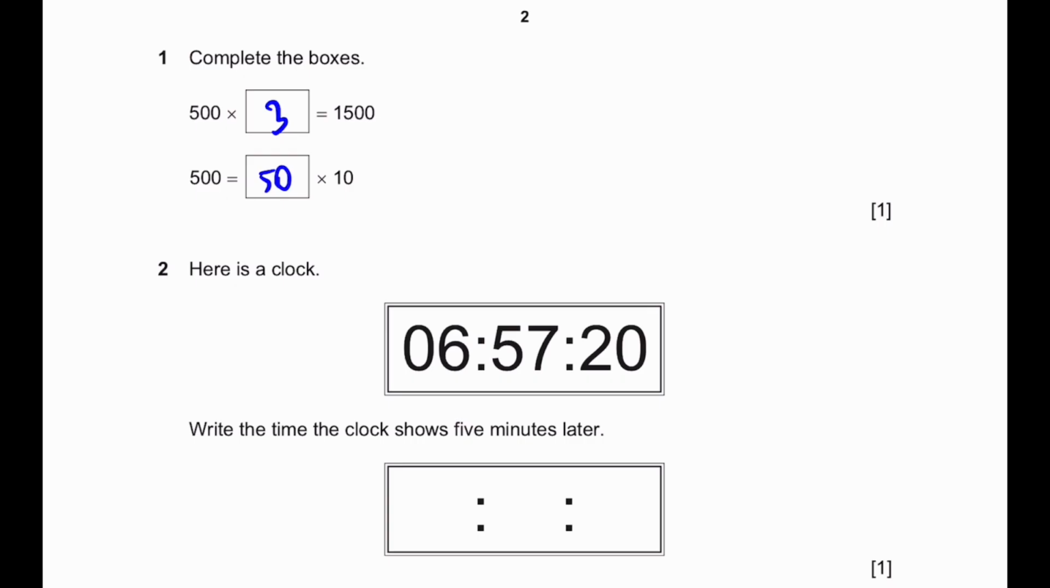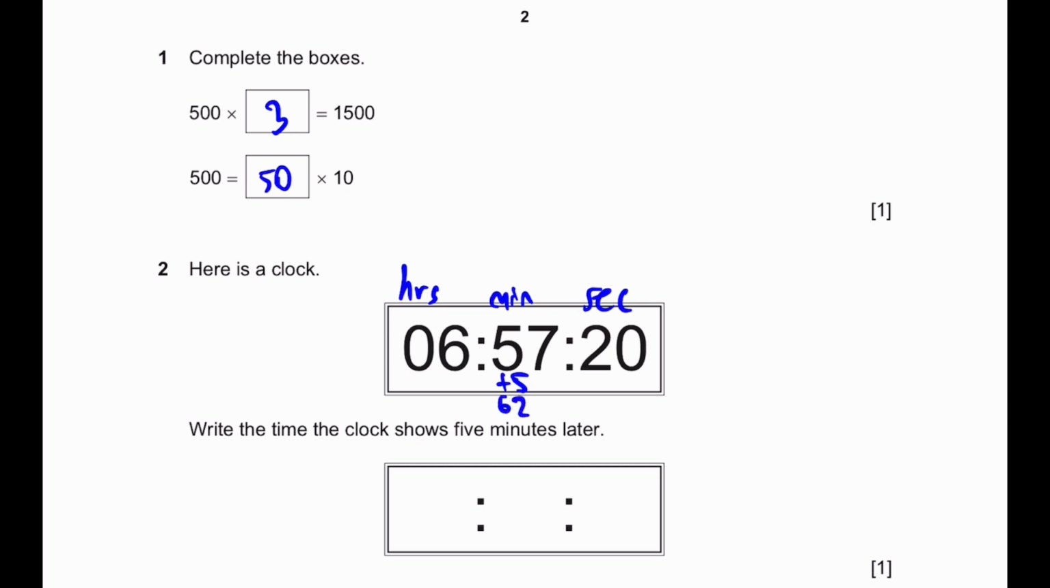Question 2. Here's a clock. 6:57:20 is given. Write the time it shows 5 minutes later. Now usually clocks are in hours, minutes, and seconds. So you can assume this is minutes, and 5 minutes later we just add 5 to the minutes column.